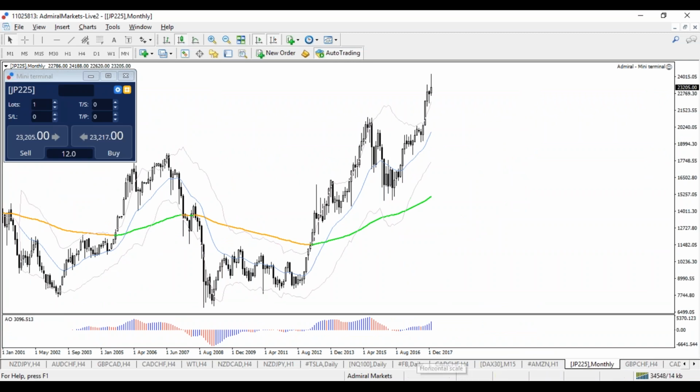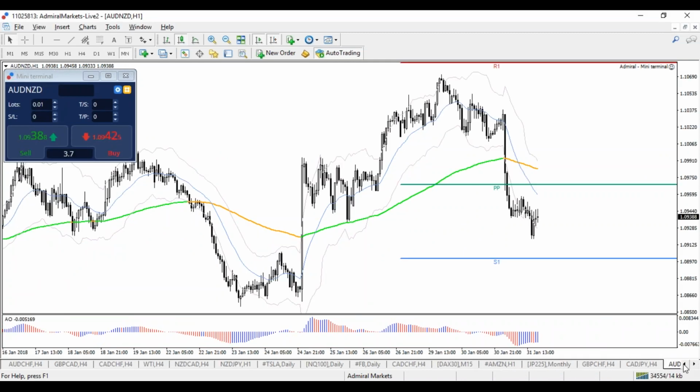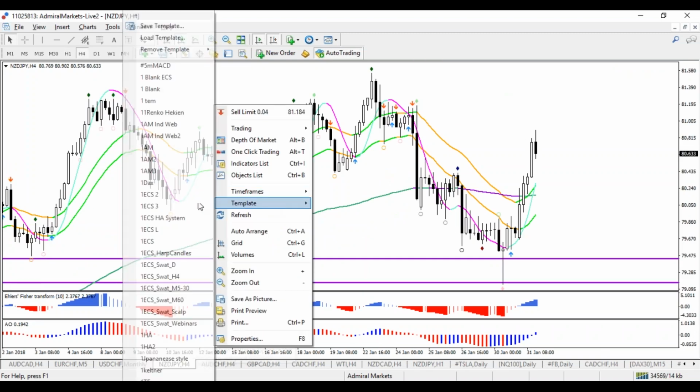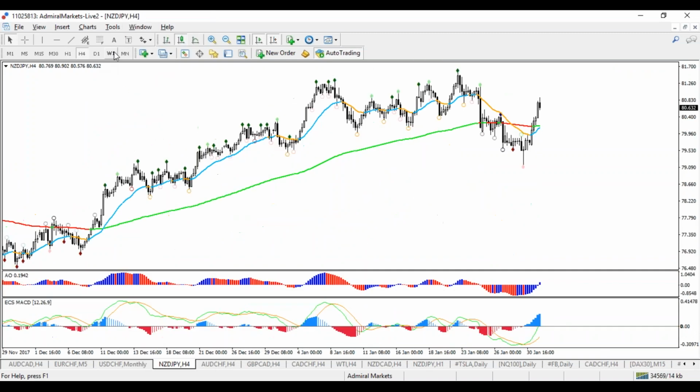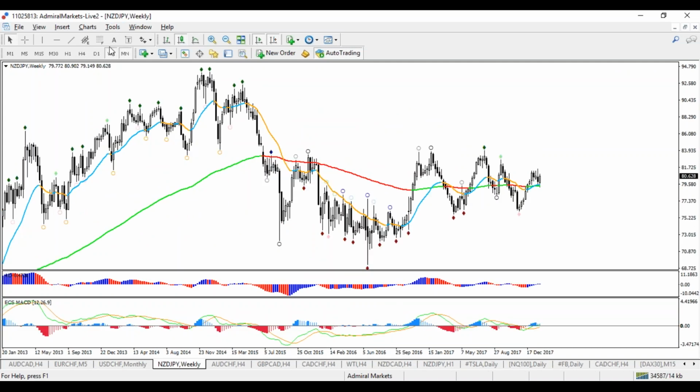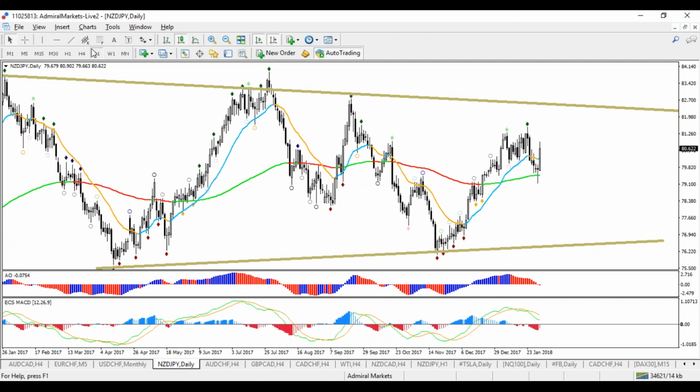Yeah, New Zealand yen, yen. Let's take a look at those. I'm in the CAD yen. Let's see how the New Zealand yen is doing. It is probably about halfway in a range at this moment. Let's see. There we go. And good momentum.